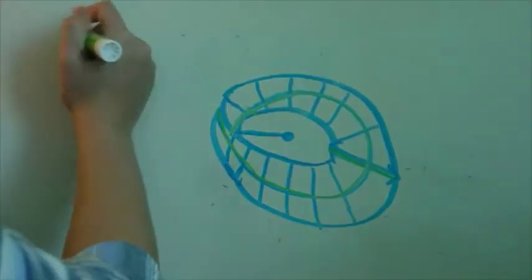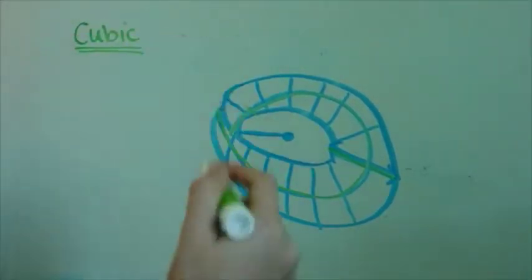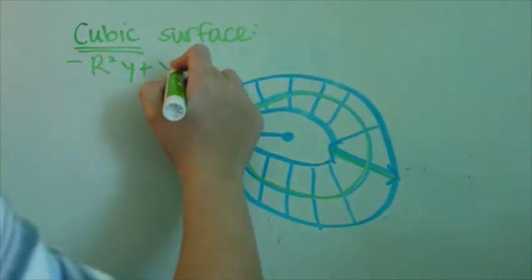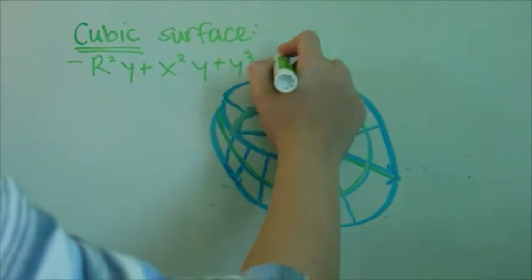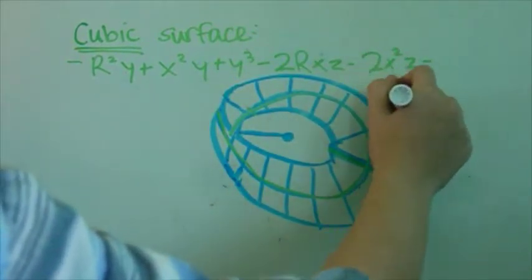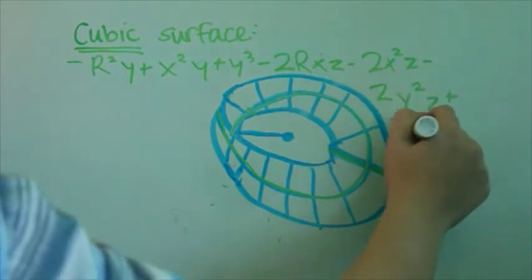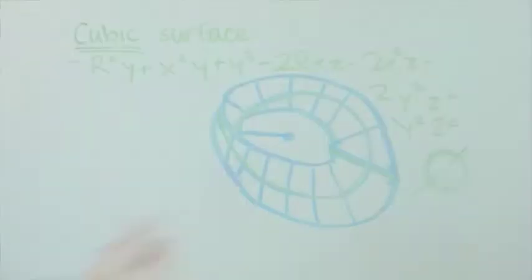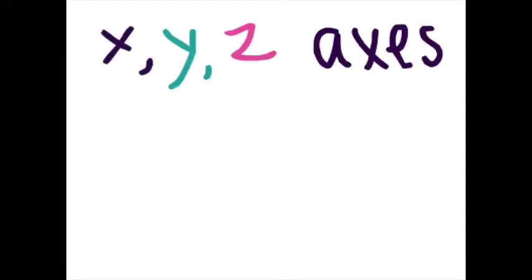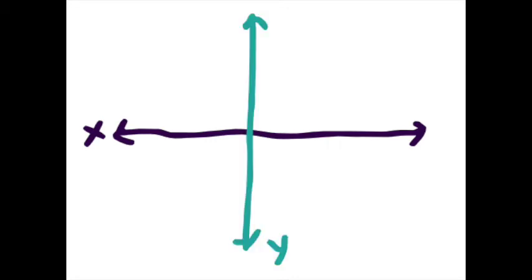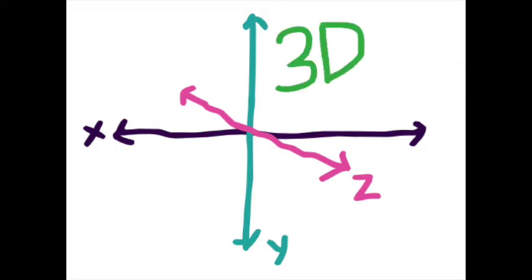The Mobius strip's area is considered a cubic surface, represented by the equation negative r squared y plus x squared y plus y cubed minus 2r xz minus 2x squared z minus 2y squared z plus yz squared equals 0. The Mobius strip is a three-dimensional shape. It is defined on the x, y, and z axes. The length, height, and area of the Mobius strip are calculated by using the values of the x, y, and z axes.